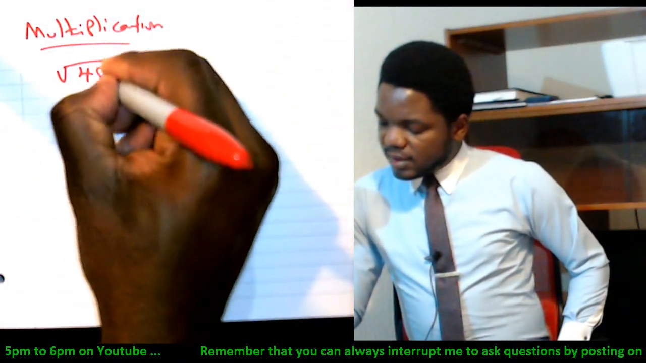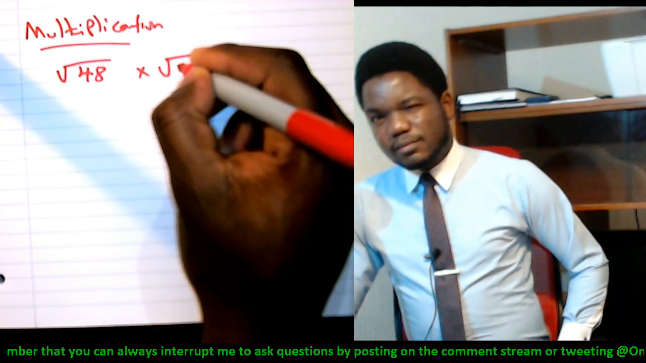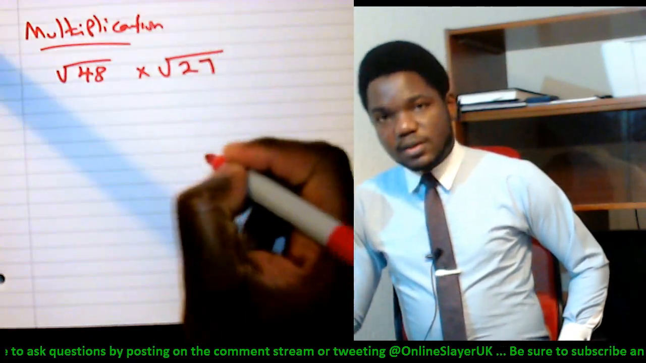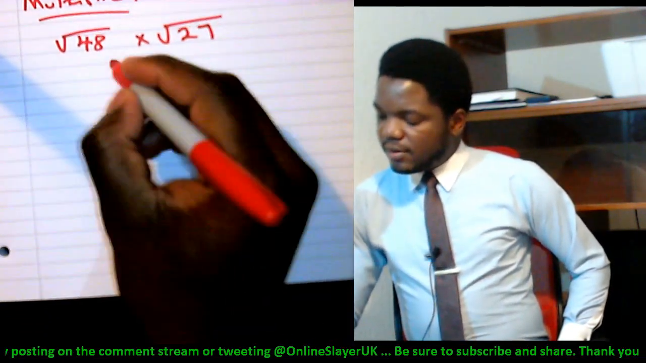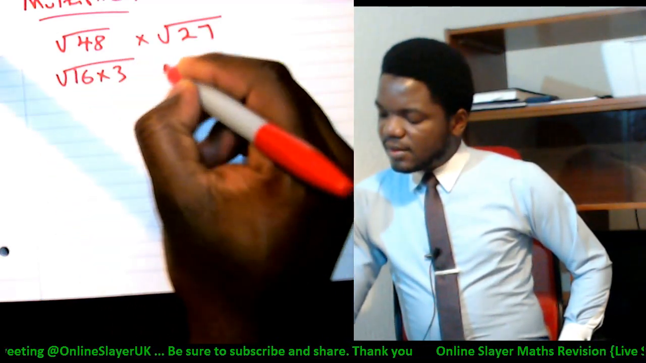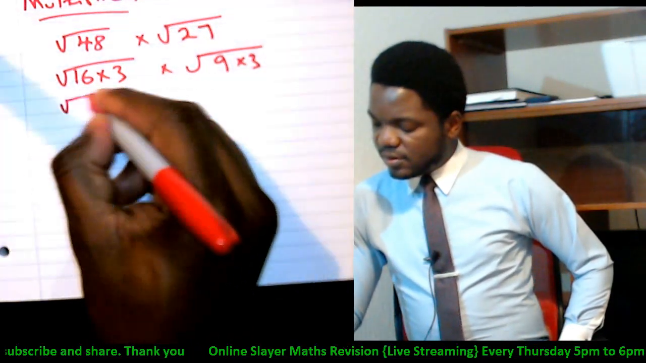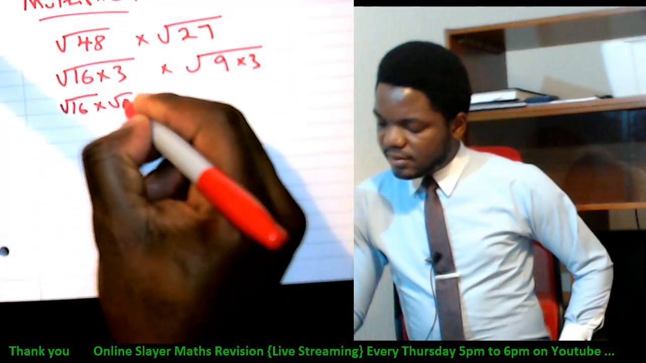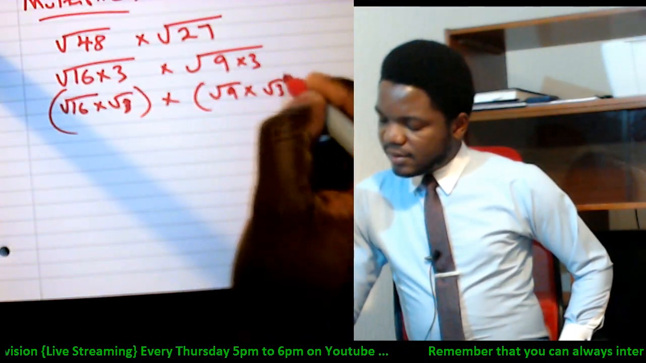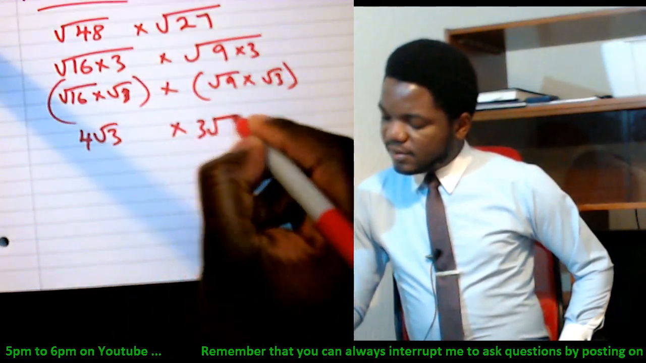Root 48 times root 27. Okay, 27. Now, this is the same thing as 16 times 3. And this is the same thing as 9 times 3. So this is root 16 times root 3 times root 9 times root 3. And that gives you 4 root 3 times 3 root 3.